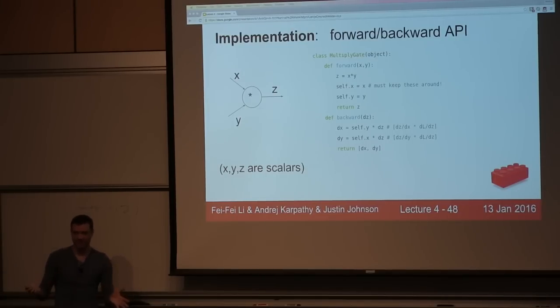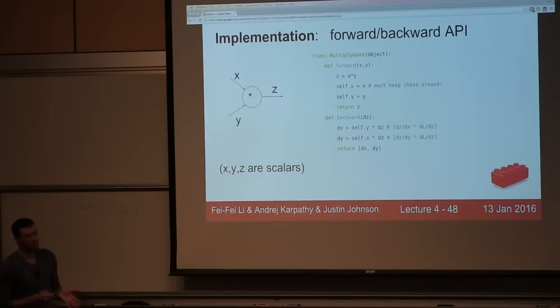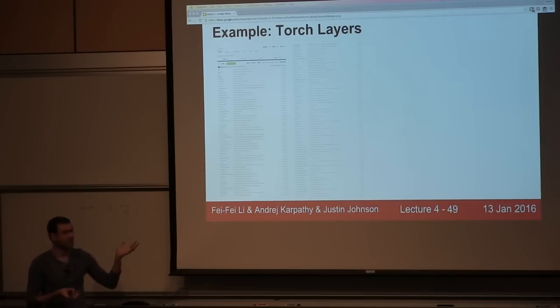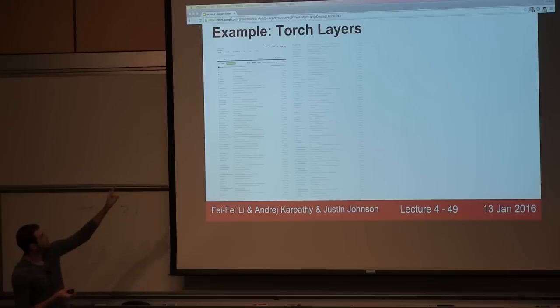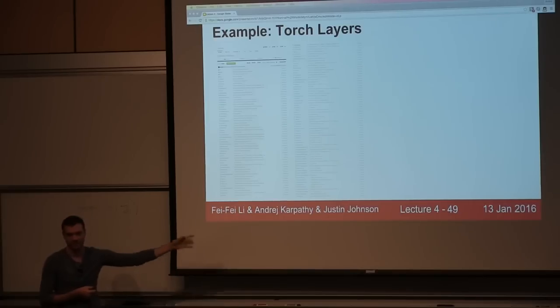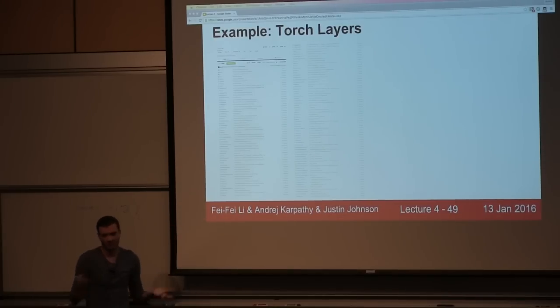Okay, so just to give you an example of what this looks like in practice, we're going to look at specific examples, say in Torch. Torch is a deep learning framework, which we might go into near the end of the class, that some of you might end up using for your projects. If you go into the GitHub repo for Torch, it's basically a giant collection of these layer objects. These are the gates, layers, gates, the same thing. So there's all these layers. That's really what a deep learning framework is.